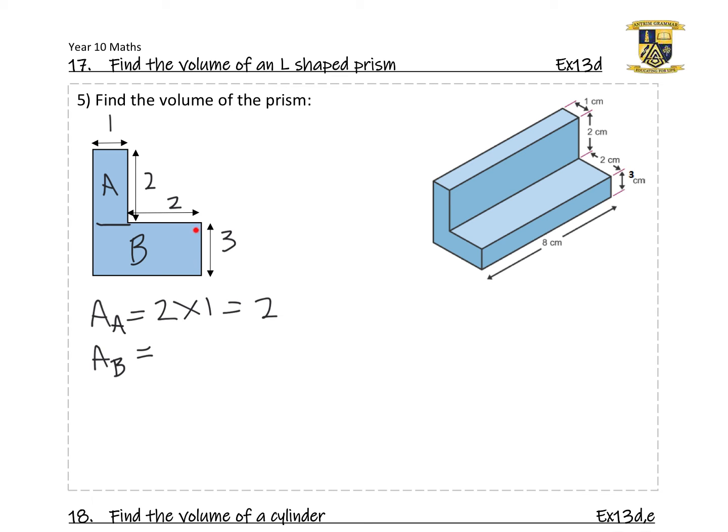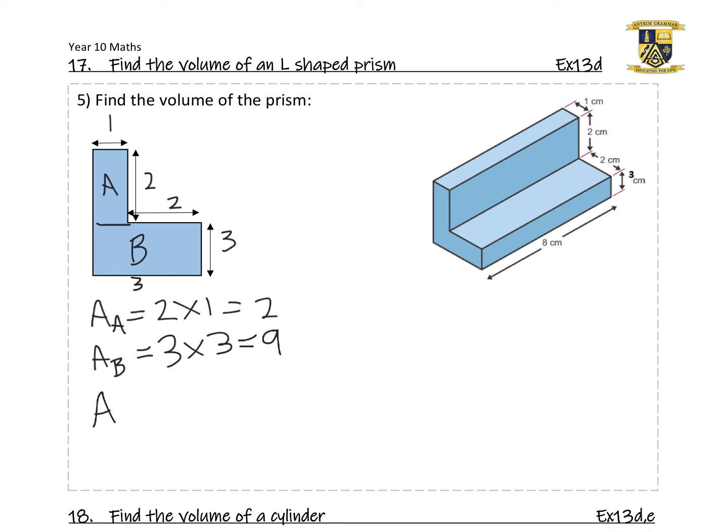Now you can see it's 3 high. The distance across is not marked here. But if you notice, it's 2 here. And then this distance here is 1. So 2 plus 1 means that the bottom has a length of 3. The area of B then will be 3 times 3. So in theory, that should be a square. And that gives you 9.